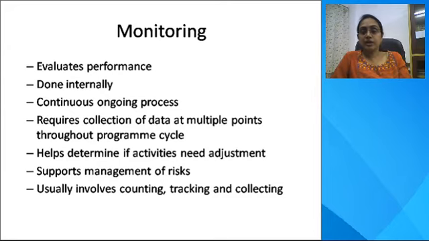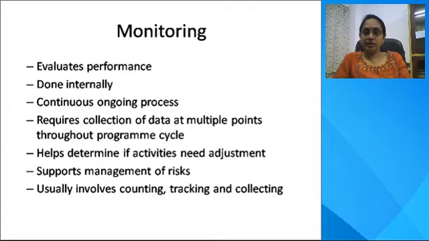Monitoring usually involves counting, tracking and collecting. That means it involves checking, okay, how many people have now started doing it? Is this the rate at which, if it goes, then we are going in the right direction? So I'm trying to monitor whether my campaign is going in the right direction. I have asked people to maintain social distancing. Are people actually maintaining social distancing? Is my rate of infections coming down as far as COVID-19 is concerned?